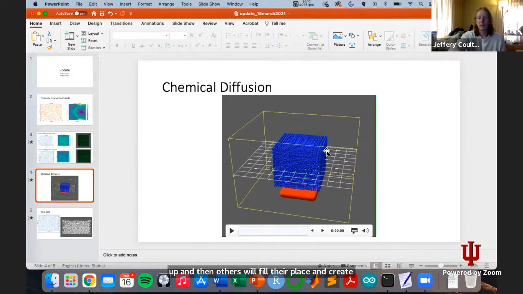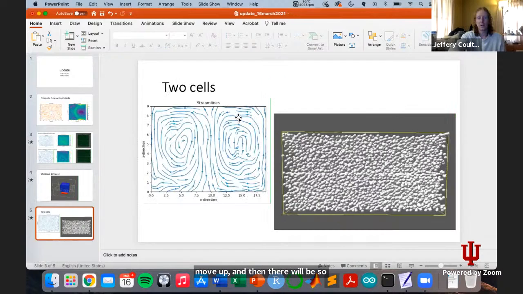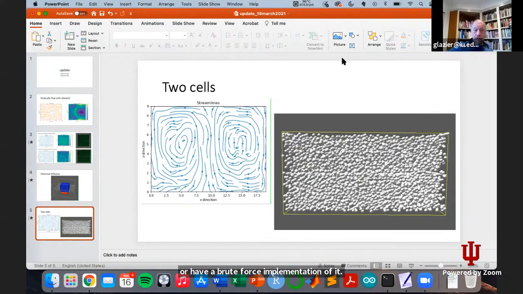And then there will be swirls around that. So it'll look something like that still, but this is a little different, more of a brute force implementation of it. That's fine. If you can get the contiguous flow, that's already a lot. So, very impressive. Yeah, this is really good.